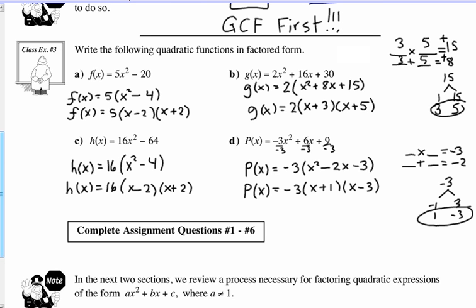Okay, that is all we're going to cover for today. So all of 1 to 6 is the first assignment. At this time, you may work on your homework from the last unit, or if you want to first get this assignment done, you can, and then move on to your last unit. It's up to you. Okay?